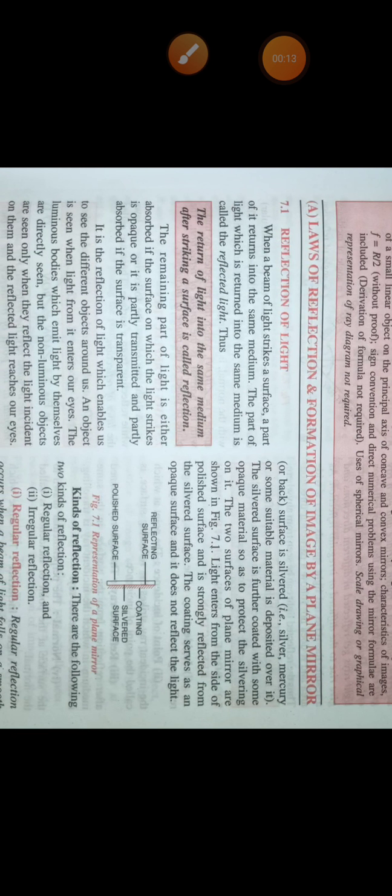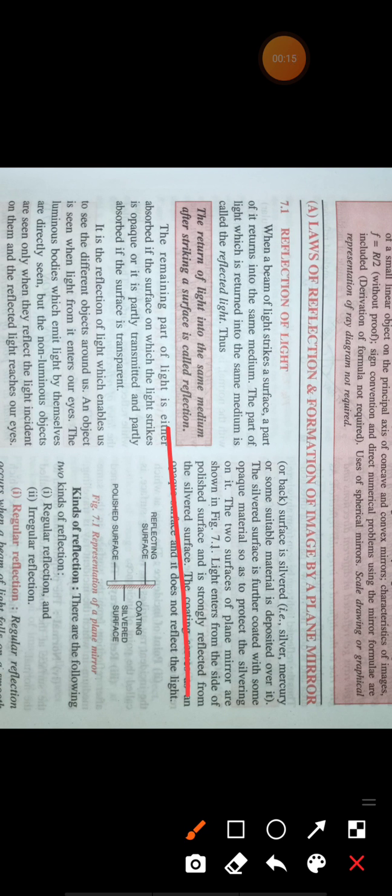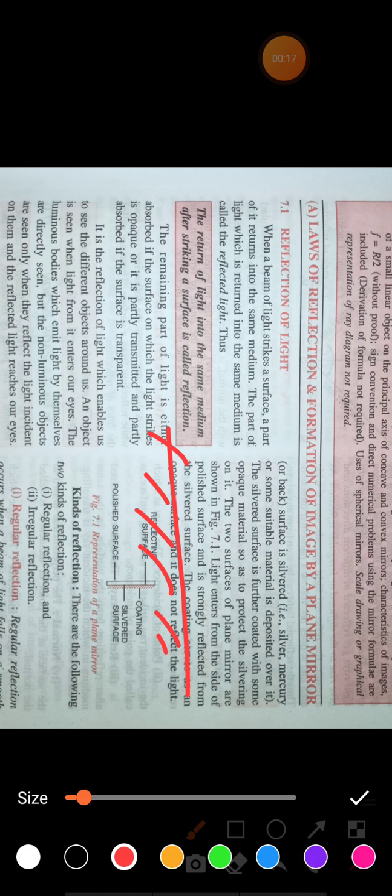Whenever a beam of light strikes a surface, suppose this is a surface, some part of it actually bounces back. This bouncing back of light is called reflection. Now, whenever a beam of light strikes a surface, a part of it returns into the same medium. So why does only a part of it return? Because some part of the light the surface reflects, but some part it can absorb.